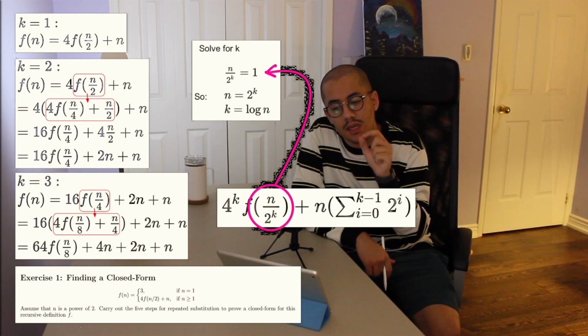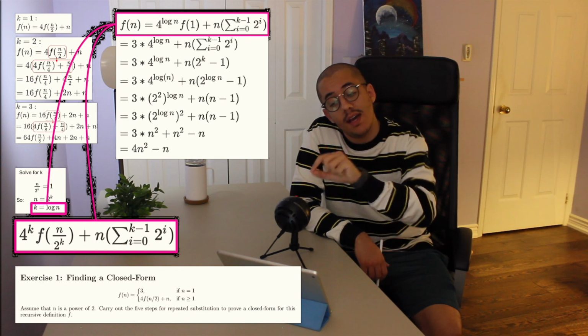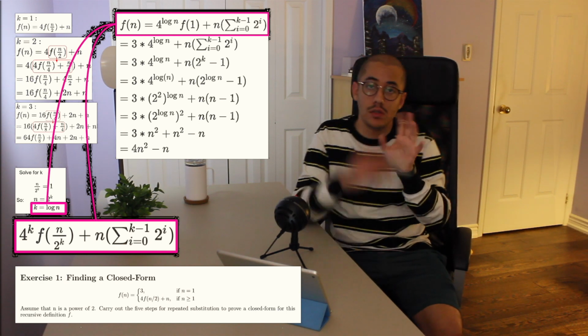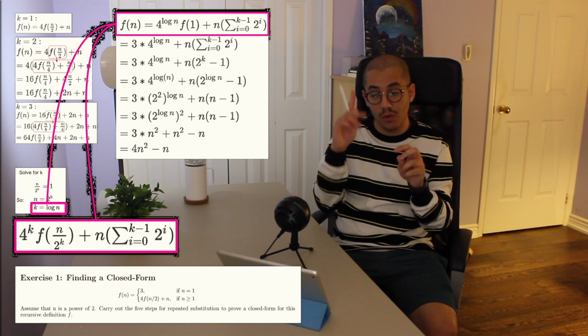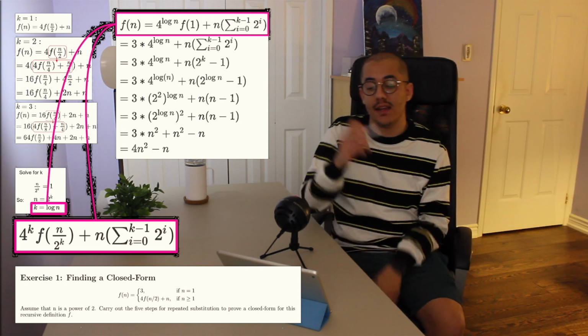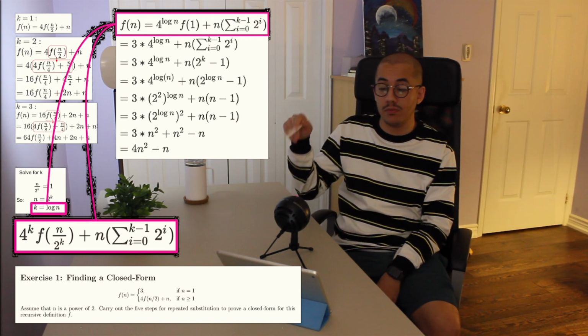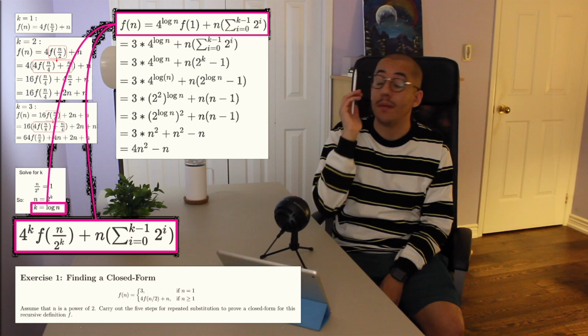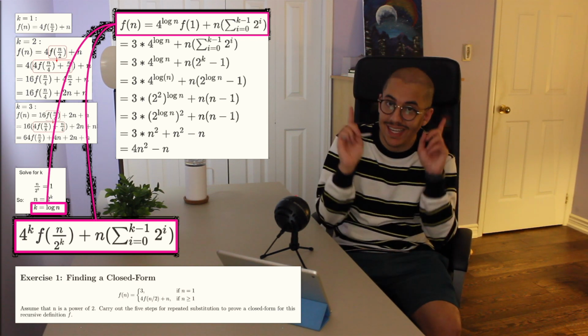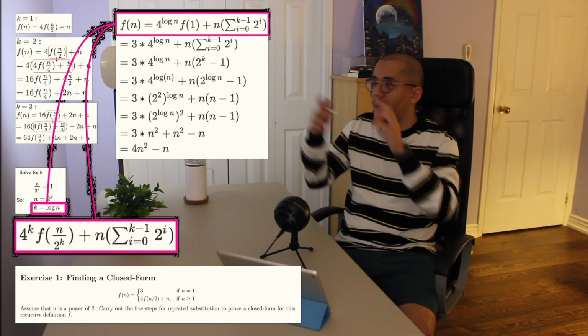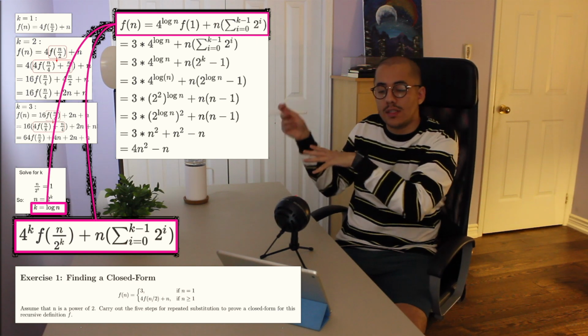And it's going to be 4 to the power of log n, and then times f(1), because we're replacing n over 2 to the power of k with 1, plus n and the summation that goes from 0 all the way to k minus 1. We're not going to replace that k yet. Just hold on. You're going to see the entirety of it, and you're going to see why I did that.